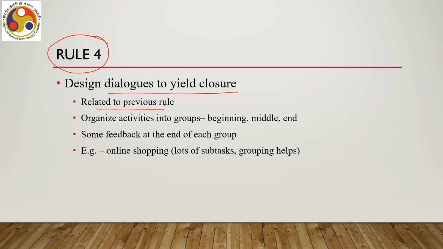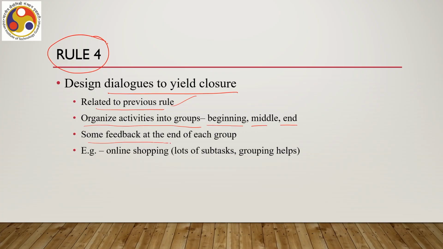So, that feedback is related in fact to rule number 3, the previous rule, and it advises the designer to organize activities into groups having a beginning part, middle part and an end part. So, whenever you are expecting the user to perform a task to achieve some goal in your system, then that task execution should be designed in such a way that there is a beginning part, a middle part and a completion or end part.